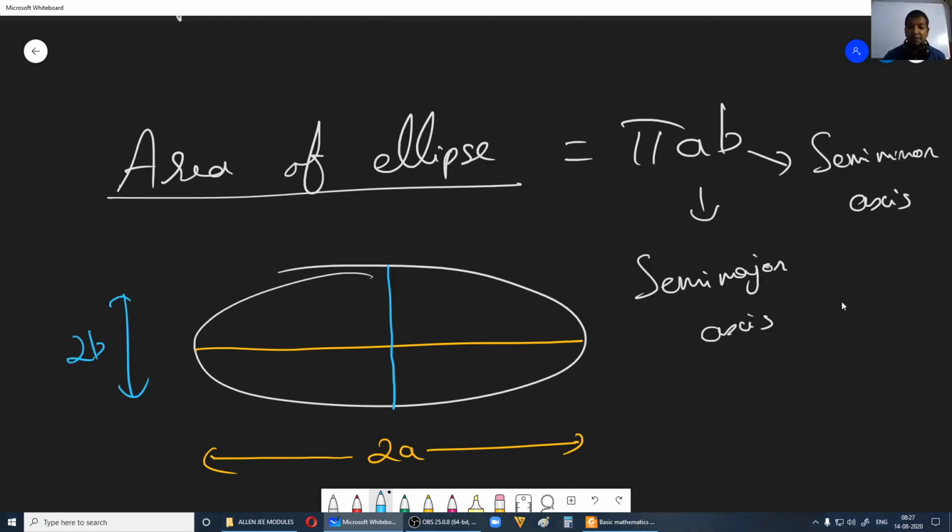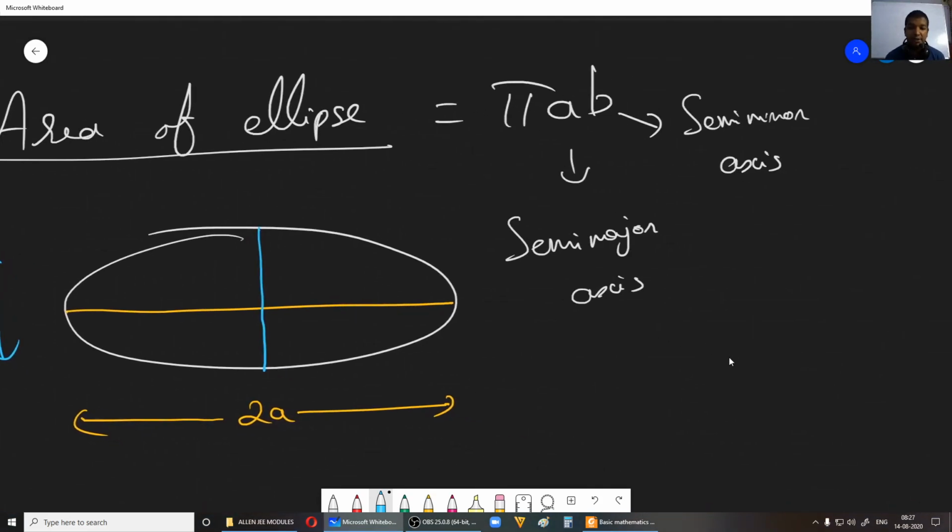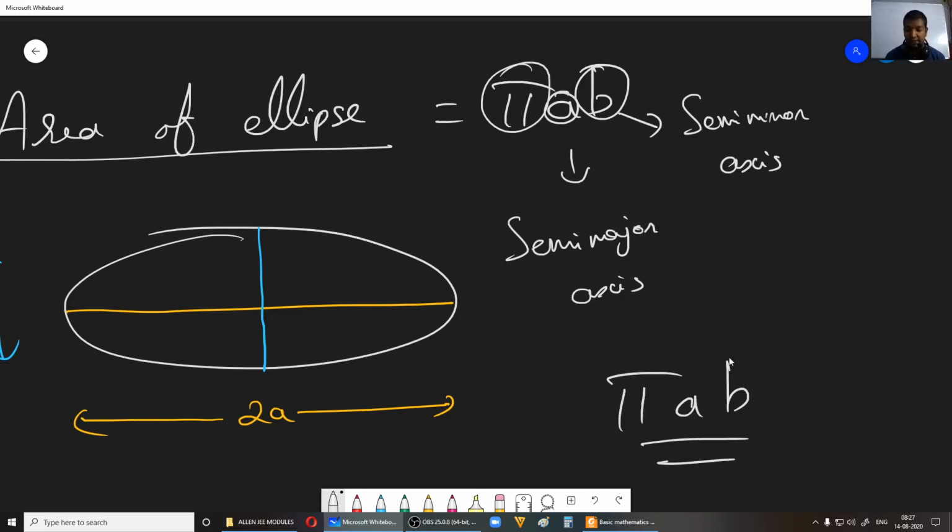So just like we have pi r square for the circle, don't apply the same formula for the ellipse here. If you look dimensionally, pi is a constant, so constant into meter into meter. So dimensionally it is giving you meter square itself. So pi AB is the area of the ellipse, right?